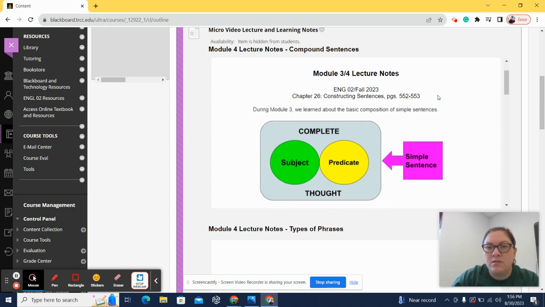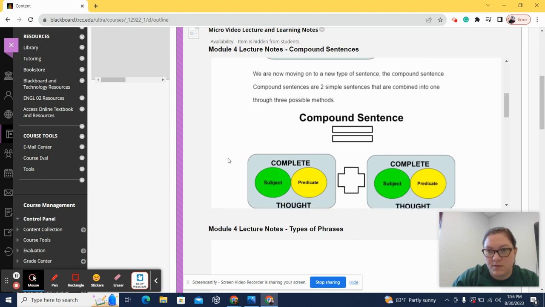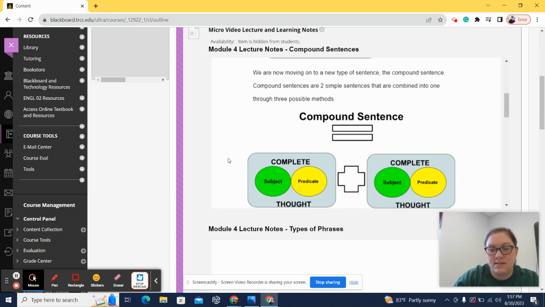What we had learned so far was about simple sentences. Simple sentences, as you have learned, are a complete thought. They are complete sentences because they contain one subject and one predicate, with a capital at the beginning and a period at the end. But now we are moving on to something a little bit more difficult, which is compound sentences.